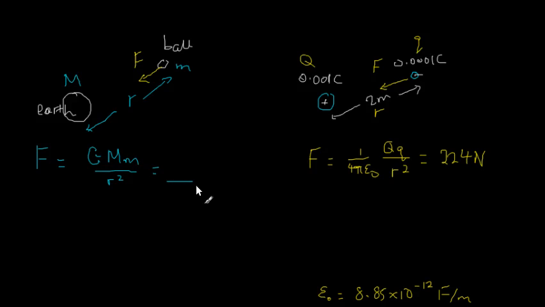Now I'd like to compare these two formulas and look for what is similar. Now the two formulas actually look quite different. I mean, we have GMm, we have 4 pi epsilon naught Qq. The only thing that looks the same is the r here and the r here. Okay. Now, I would like to highlight this similarity, this r, which appears in both equations.